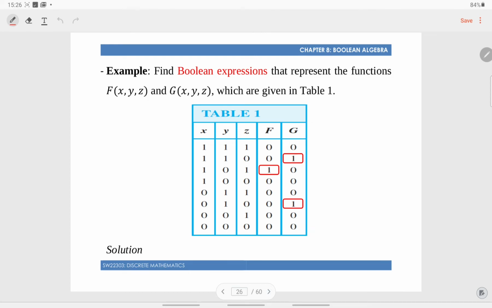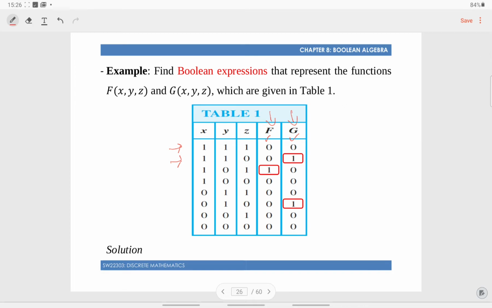Let me give you an example. Find Boolean expressions that represent the function f with three inputs x, y, and z, and also function g, also with three inputs x, y, and z, which are given in the following table. In this question, you are given two functions without any expression. We do not know the expression for each function, but we are provided the output for each function according to the inputs.